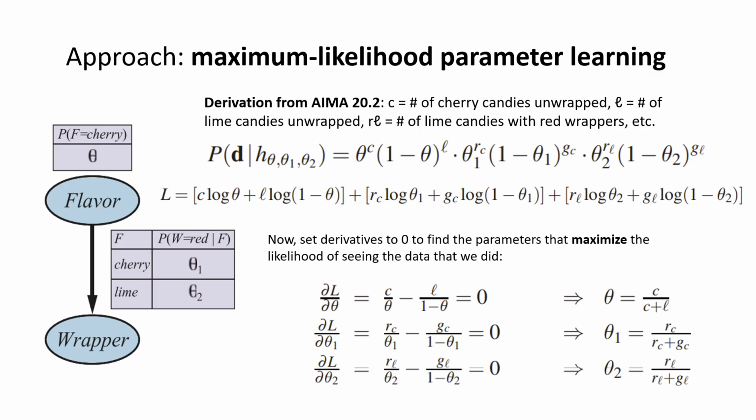And to do that, we can use this approach called maximum likelihood parameter learning. What this is going to do is learn the parameters based on data that we've observed. So to name this data, C is going to be the number of cherry candies that we've observed so far. L is the number of lime candies that we've observed so far. RL is the number of lime candies with red wrappers that we've observed so far, and so on.